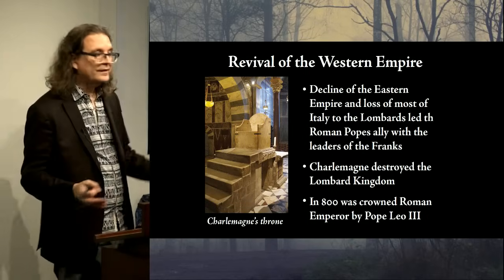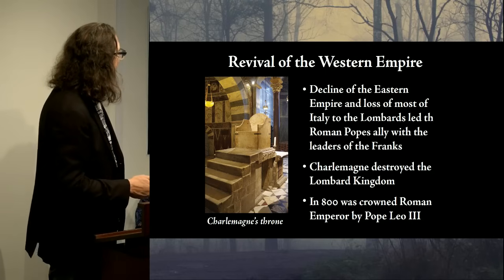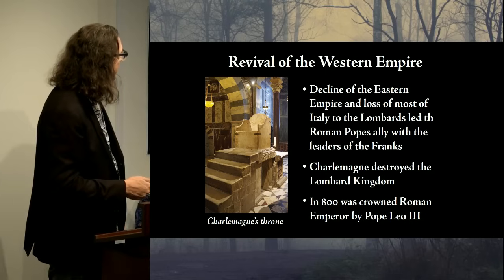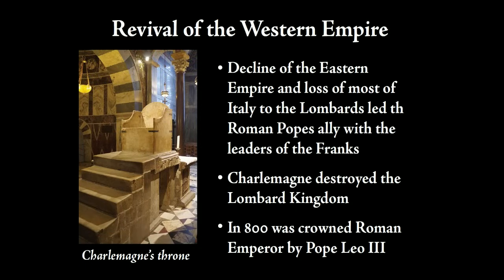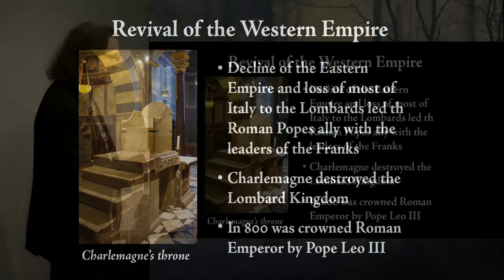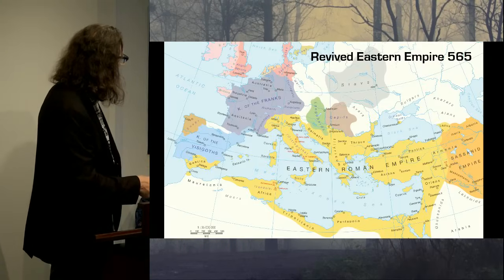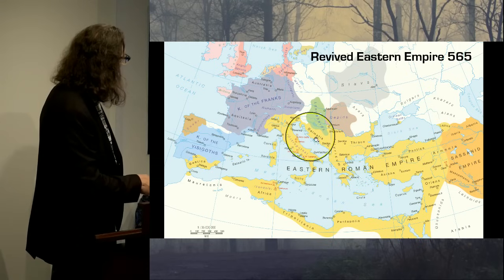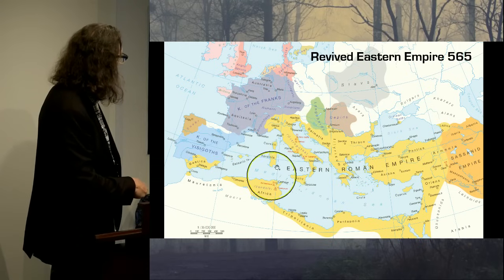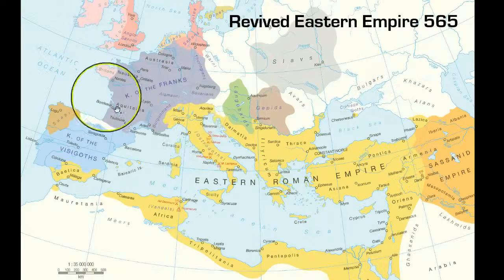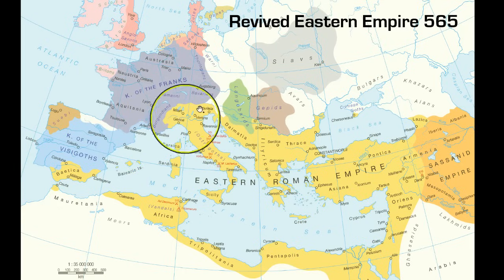So, we'll wrap it up. The decline of the Eastern Empire and the loss of most of Italy to the Lombards led ultimately to the Roman popes turning their allegiance from Constantinople to a much more effective ally. So they looked north to the Franks. And we do have a map here. You can see that after Justinian knocks out the Ostrogoths and humbles the Visigoths, the Franks are the big victors here, right? So they suddenly become much more powerful, and they become the main force that's left in the West.